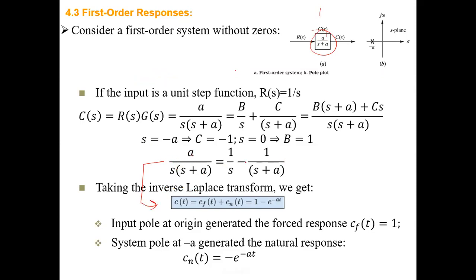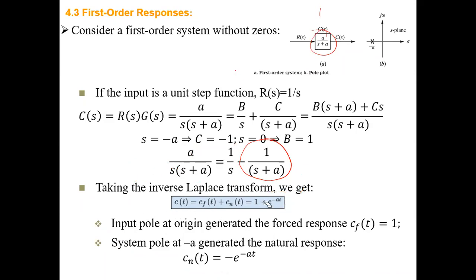This is equal to C of S, right? CS equals 1 over S minus this guy, right? That's your CS. So what is the inverse Laplace transform? CS is CT. Then what is this guy? Simply 1, right? Then what is the inverse Laplace transform of this guy? You have this, right? Makes sense so far?